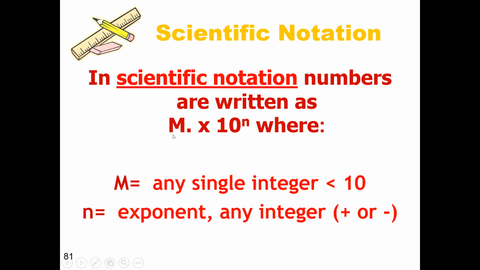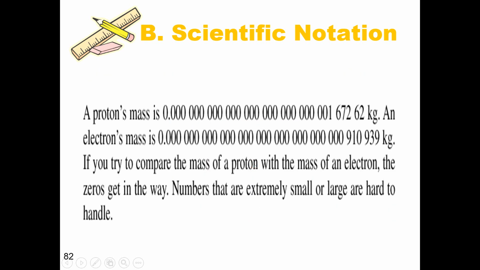So M is the mantissa. This number should be a single integer less than 10. So you should have one number in front of the decimal. We have a times 10 format, and then we have an exponent that can be any integer, either positive or negative.